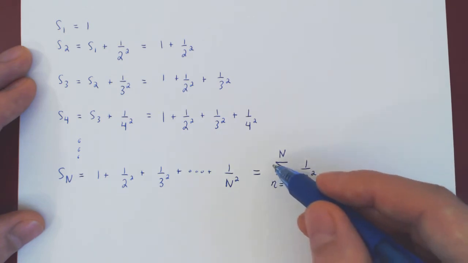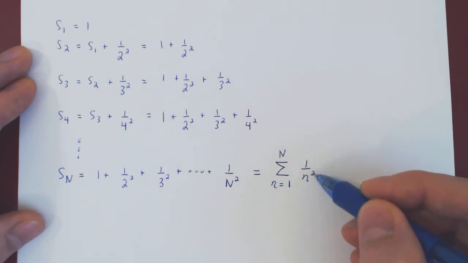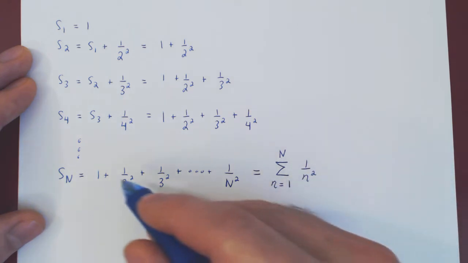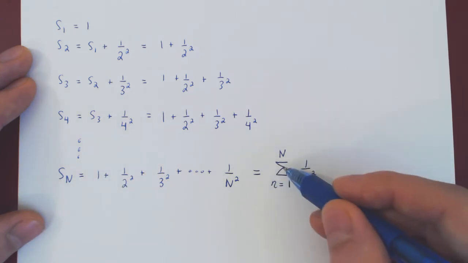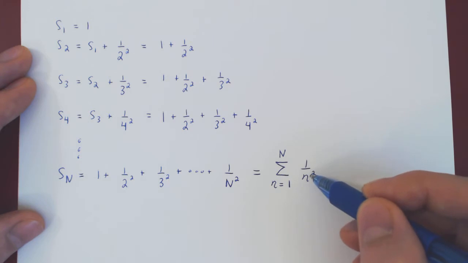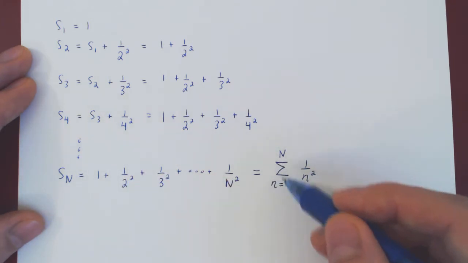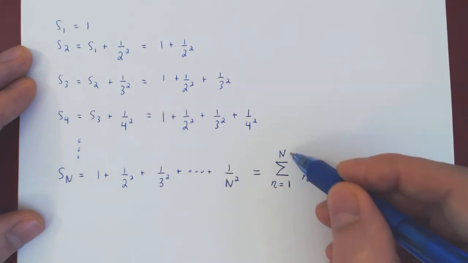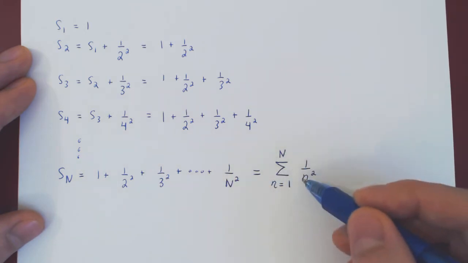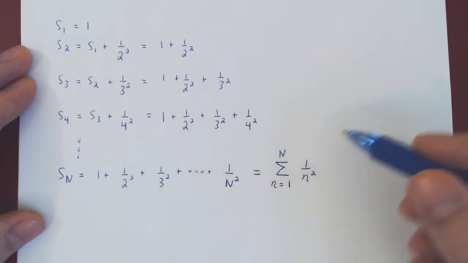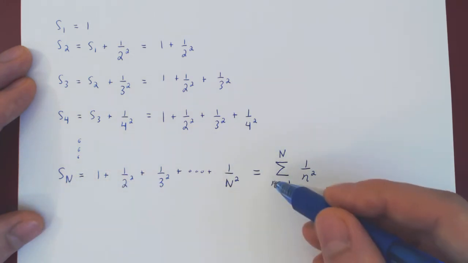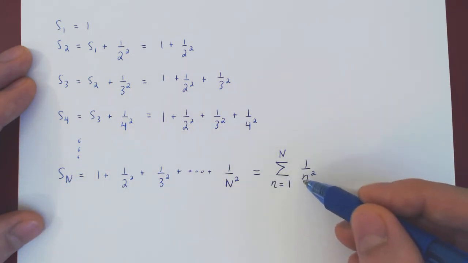And you can check. So we are summing 1 over lowercase n squared, as lowercase n goes from 1 to uppercase N. So when n is 1, 1 over 1 squared is 1, check. Plus, when n goes up to 2, 1 over 2 squared, check. Plus, when n goes up to 3, 1 over 3 squared, check. And n goes all the way up to uppercase N, plus 1 over uppercase N squared, check. And that's why we used an uppercase N to begin with, so that we could use a lowercase n as our dummy variable.